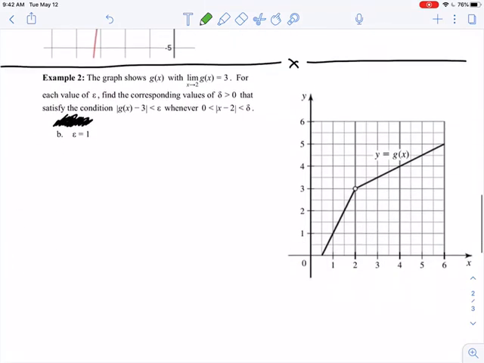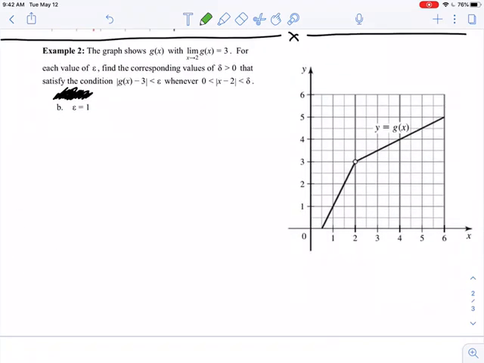In example 2 down here, it's a little bit trickier. It says the graph shows g of x with the limit as x approaches 2 of g of x equal to 3. For each value of epsilon, find the corresponding value of delta greater than 0 that satisfies the condition absolute value of g of x minus 3 is less than epsilon whenever 0 is less than absolute value of x minus 2 is less than delta.